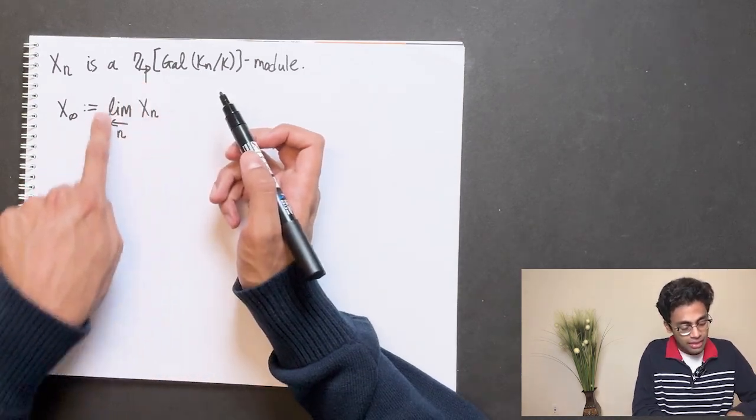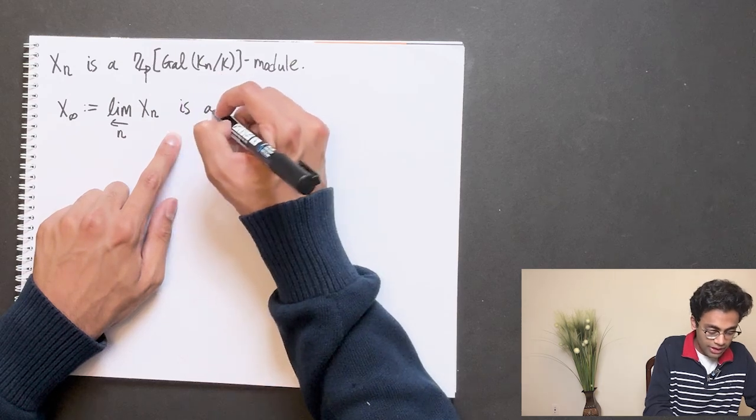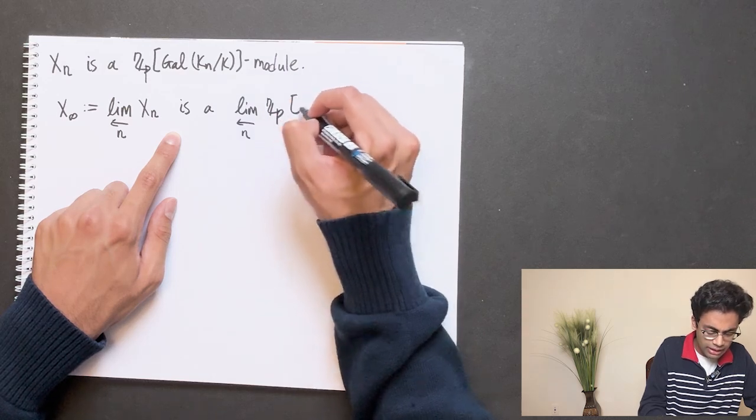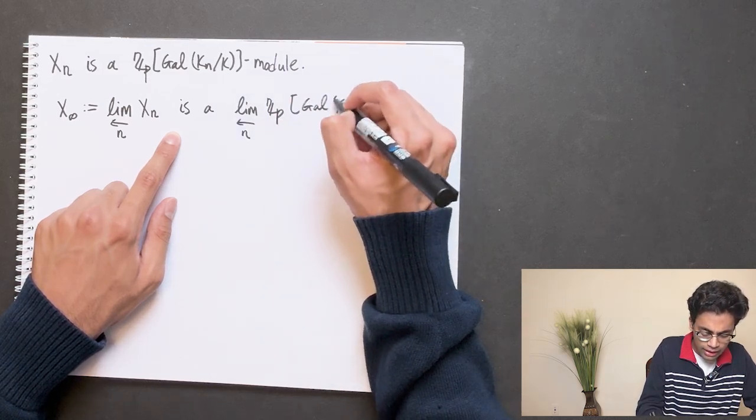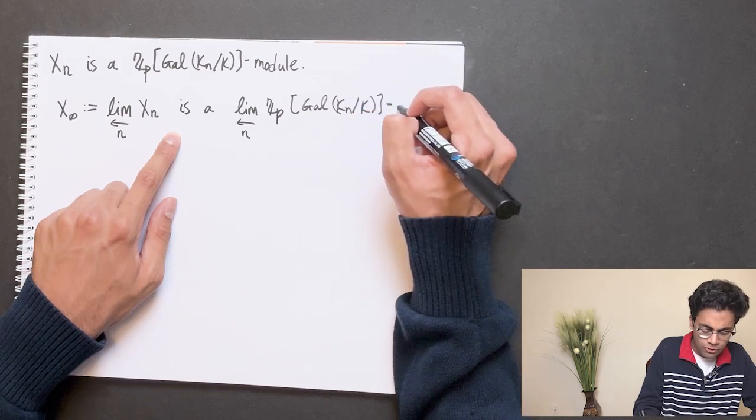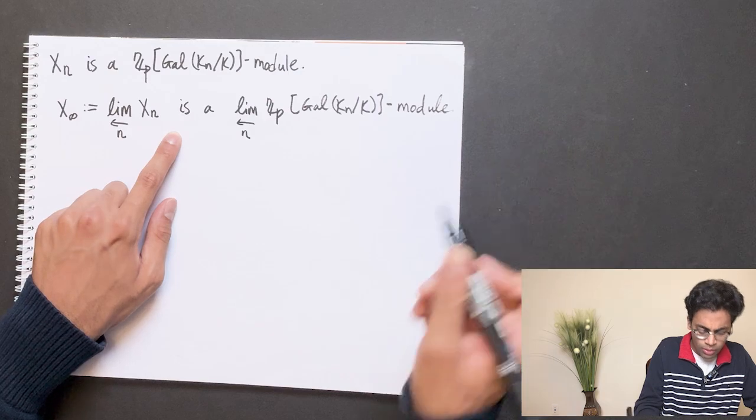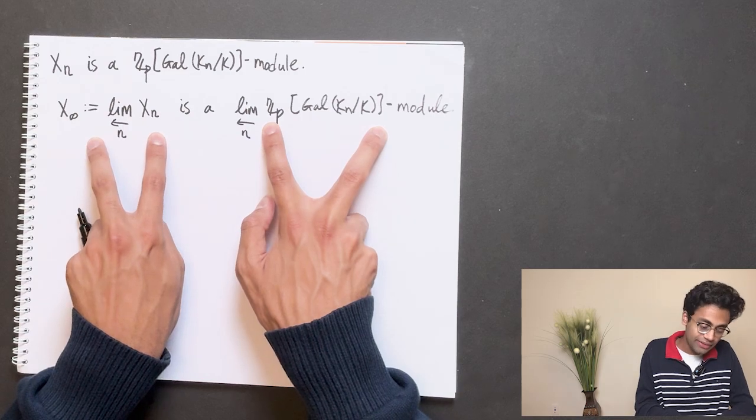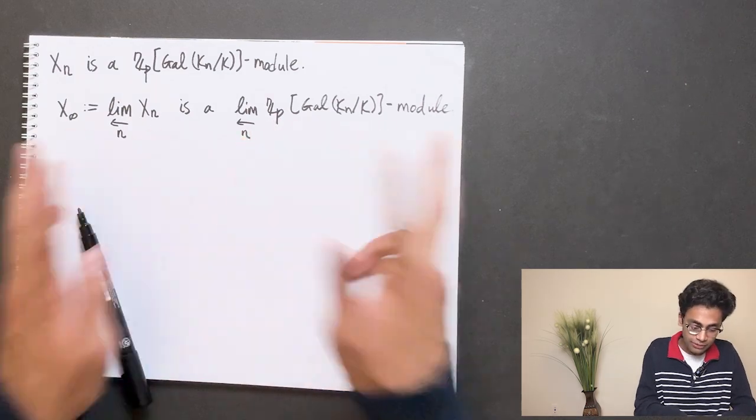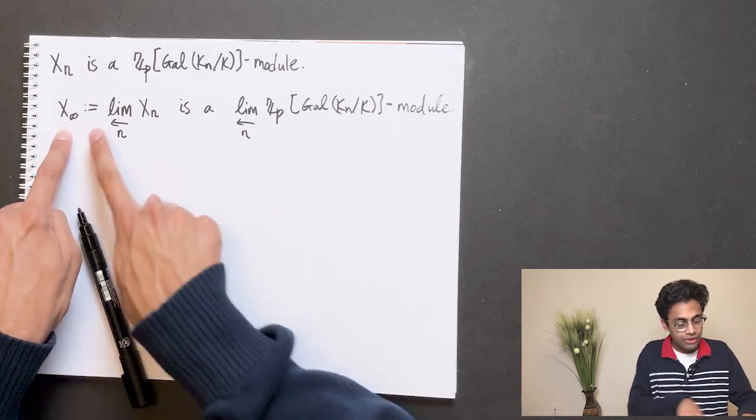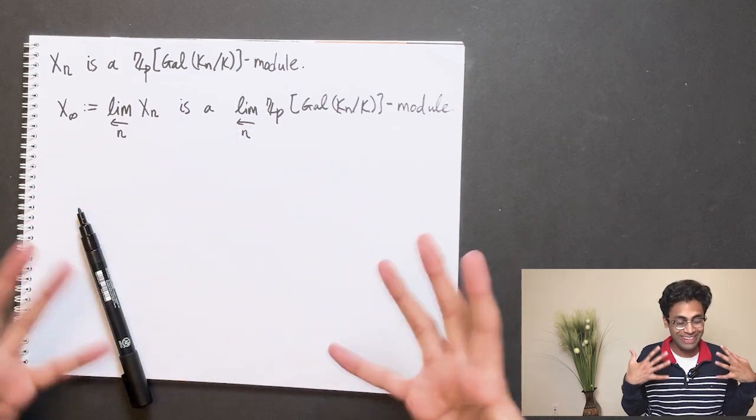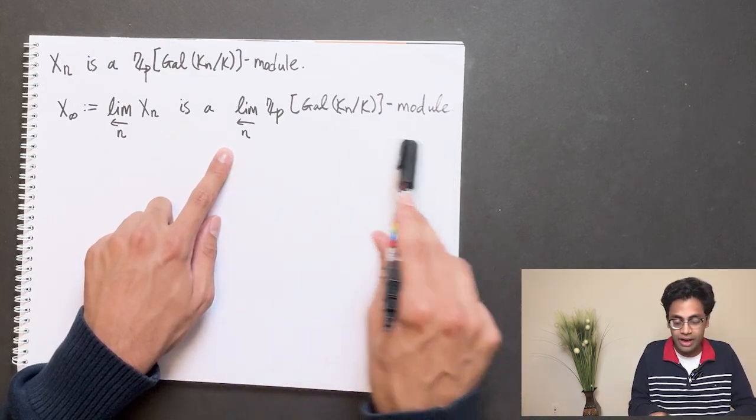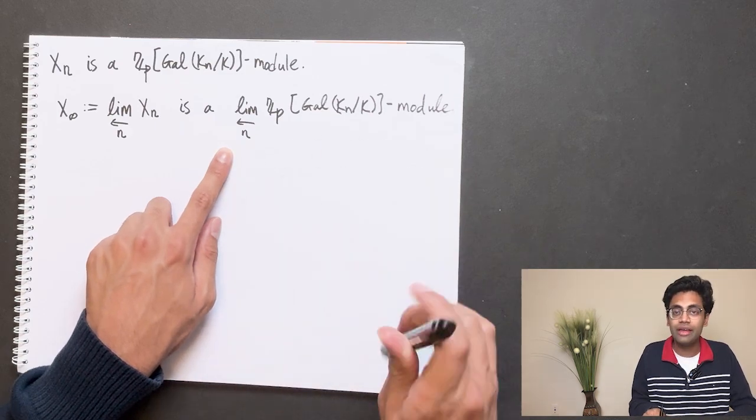So this thing is an inverse limit Z_p[Gal(Kn/K)]-module. Because each Xn is a module over this, the inverse limit of the Xn's is a module over the inverse limit of these group rings. Okay? So X infinity is a module over this. Okay, so when you look at this, you're sort of like, I don't know what this thing is. This is a very mysterious ring. How do we even understand it better?